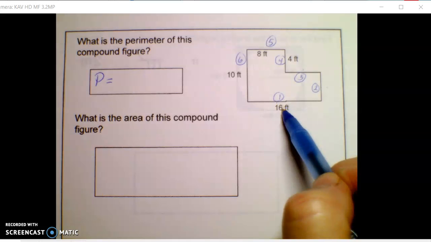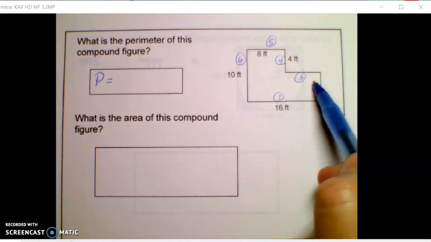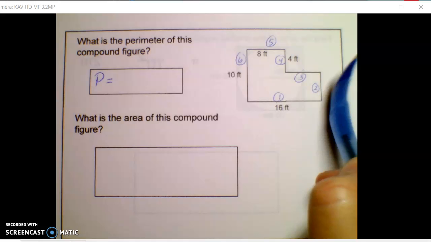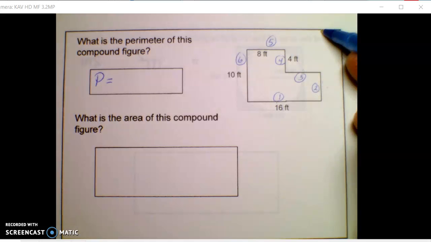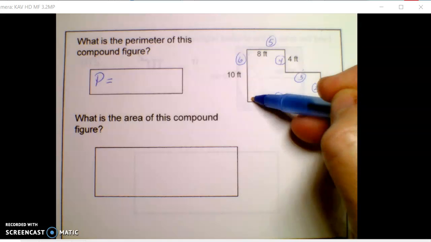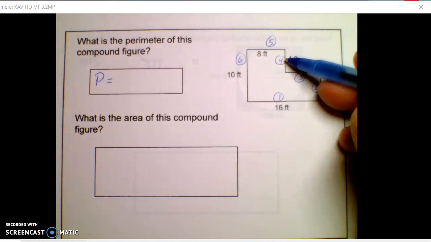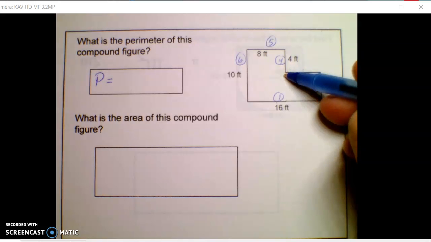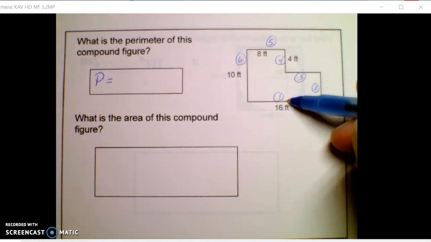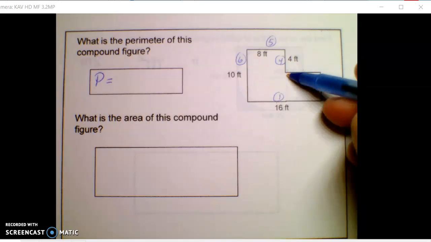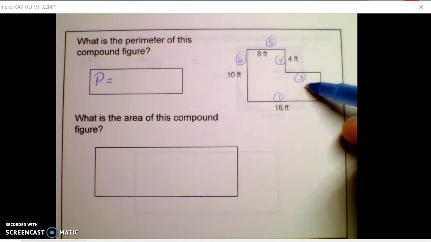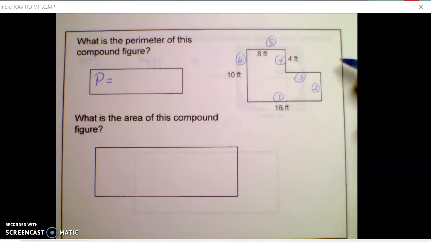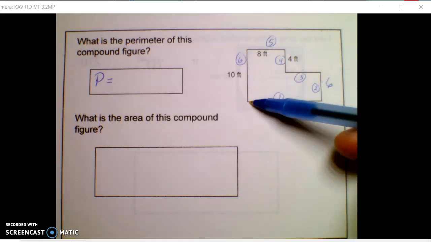Okay, so I now know I have 6 sides, and I don't know what all those sides are. So if I look here, I have 16, 10, 8, 4, but I don't know what this and this is. Now to find this one, I'm looking in the vertical direction this way. I know that from here to here is 10, and I know from here to here is 4. So if I keep going straight down, I take 4 away from 10, I get 6. So this distance is 6 here. It's the same as this one here.